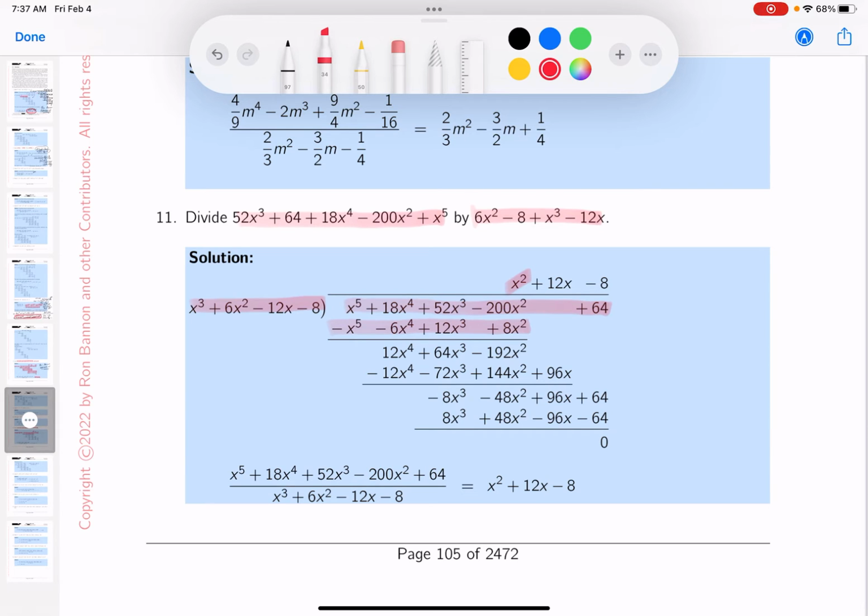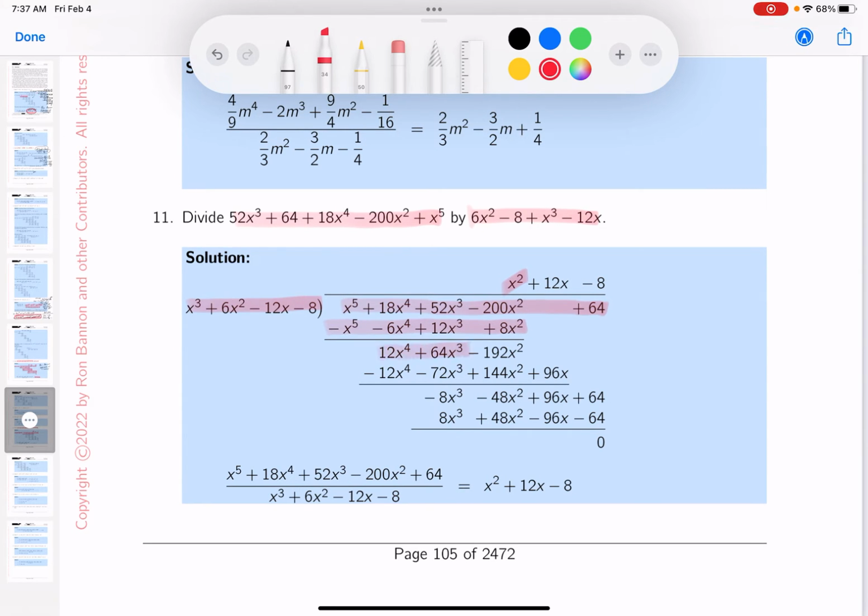Then it's going to be plus 6x^4, but minus 6x^4. And then it's going to be minus 12x cubed, minus, plus 12x cubed. And then it's going to be, let's see, minus 8x squared, which is plus 8x squared. Then I combine things together, line by line. It's all written up for you. And that would be 12x^4, 64x cubed, minus 192x squared.